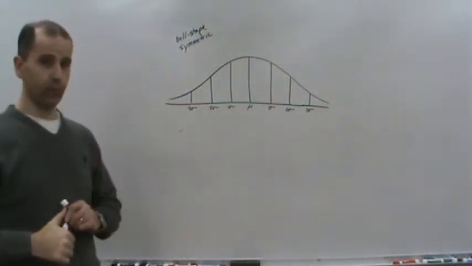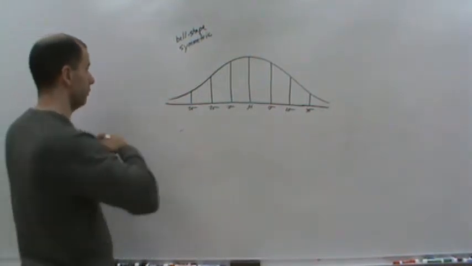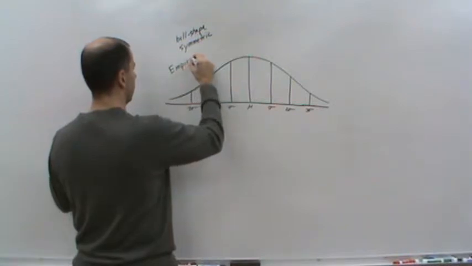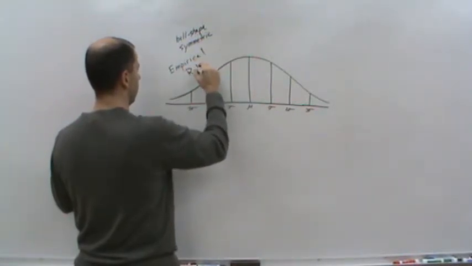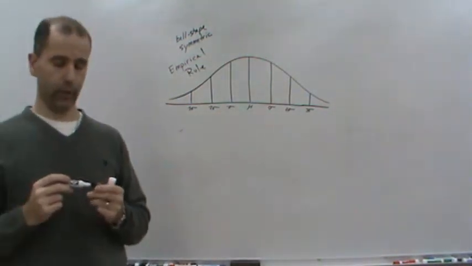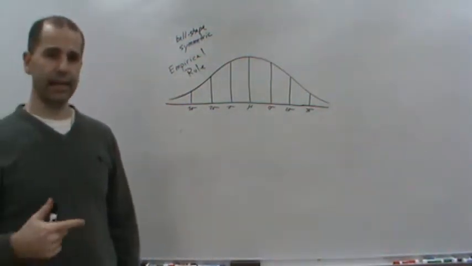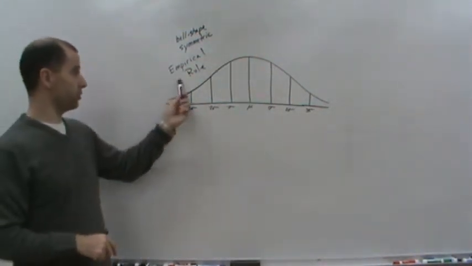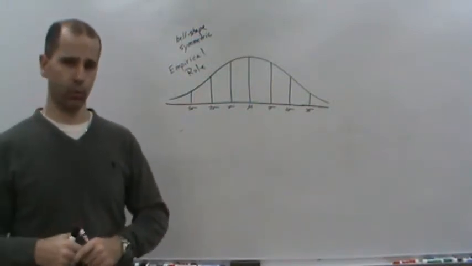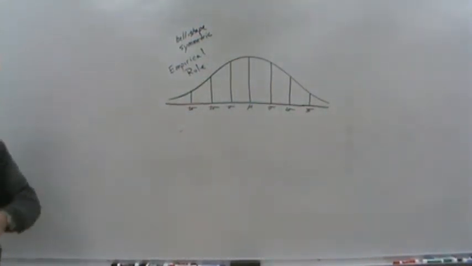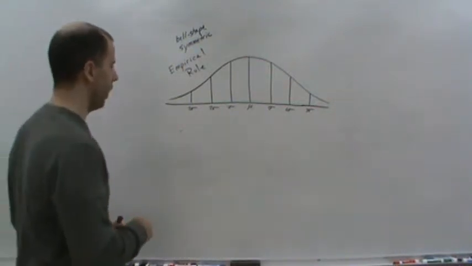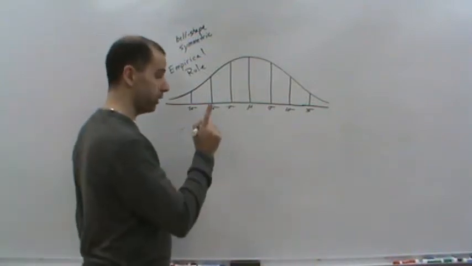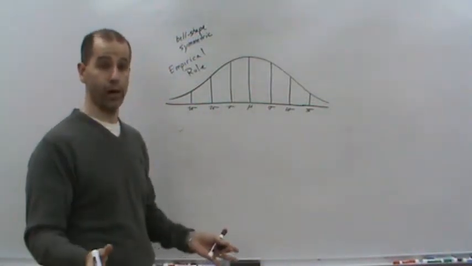Now, this rule is called the empirical rule. Some textbooks call it the 68, 95, 99.7 rule, but that's a mouthful. I just use the empirical rule. Most textbooks use the empirical rule. So this is what we're going to apply. What happens in this case? Well, this is what you can approximate. This is what we know. You can take this to the bank. You just memorize this.